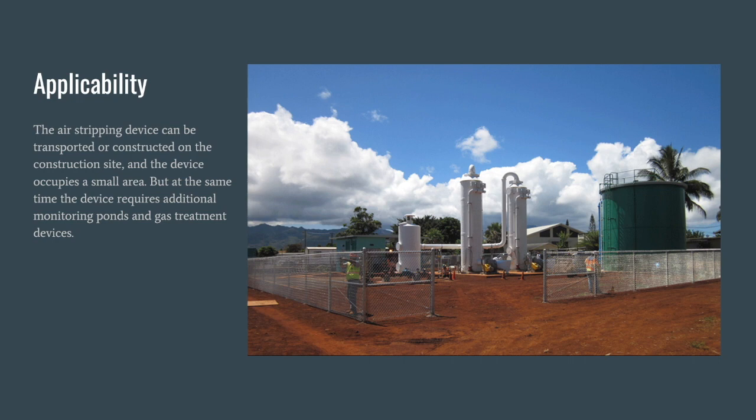The air stripping method needs a site. The air stripping device can be transported or constructed on the site easily, and the device occupies a small area. But at the same time, the device requires additional power supply, monitor ponds, and a gas treatment device for operation. As we mentioned before, if the pipes are blocked or more gas is added into the tank, flooding will happen. So we need a monitor agency and monitor ponds to control the system safety and the effluent quality.